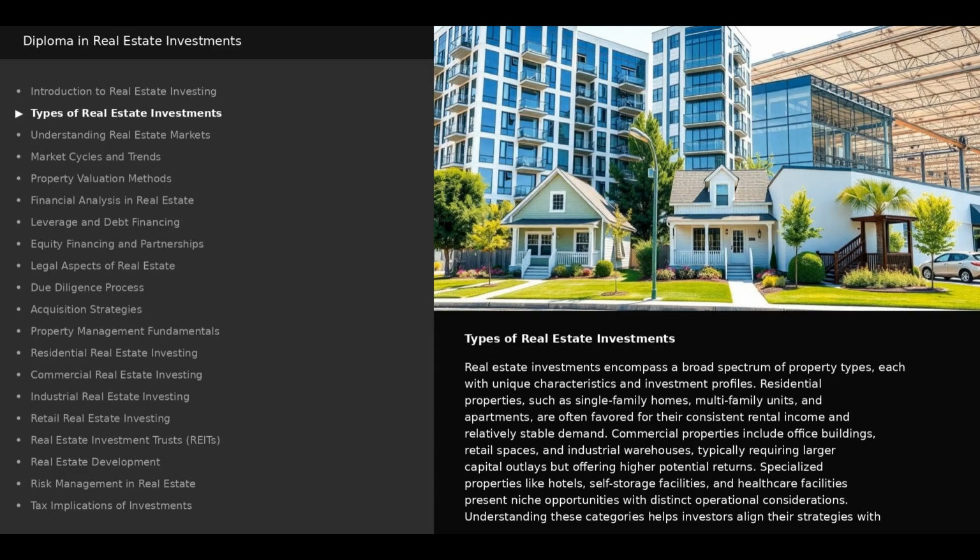potential returns. Specialized properties like hotels, self-storage facilities, and healthcare facilities present niche opportunities with distinct operational considerations. Understanding these categories helps investors align their strategies with their risk tolerance and financial goals. Each type has its own market dynamics and management requirements. Diversification across different property types can mitigate risk.